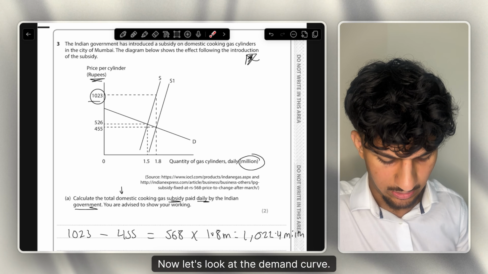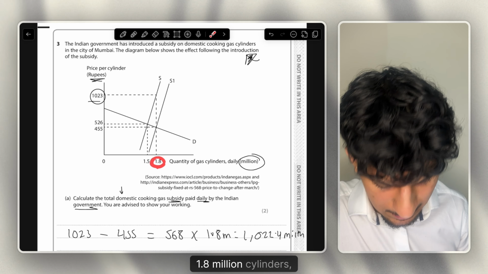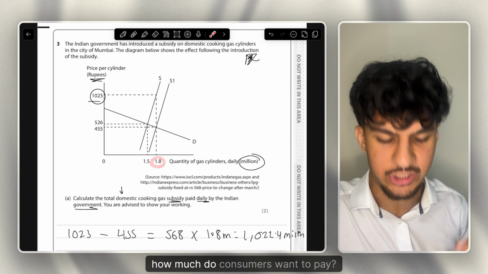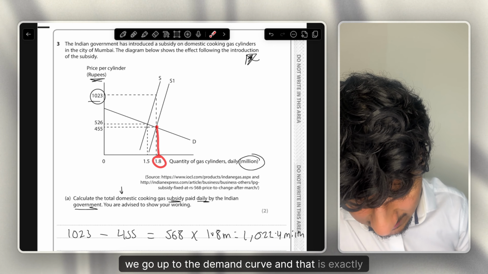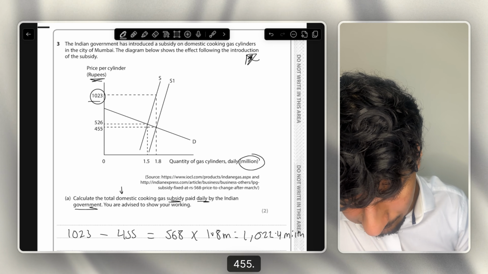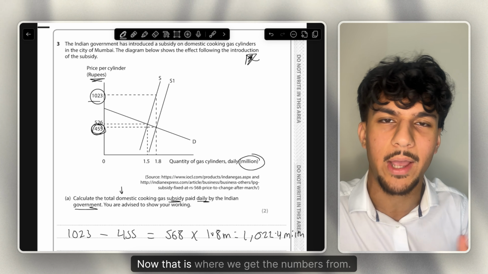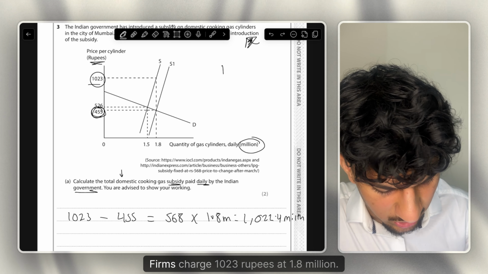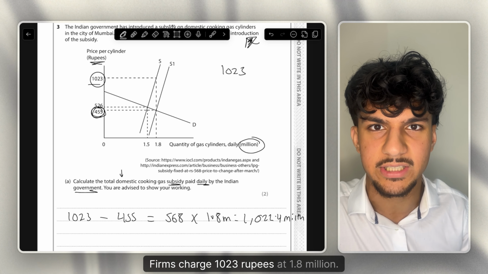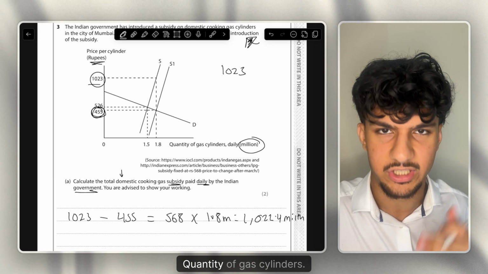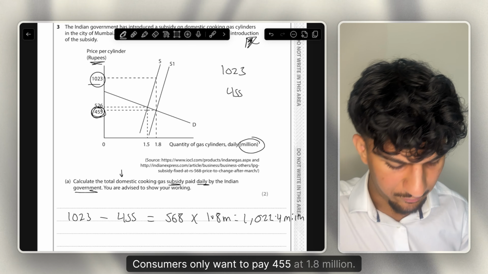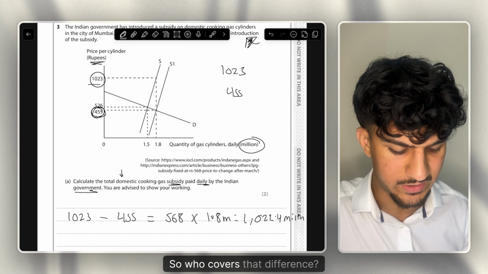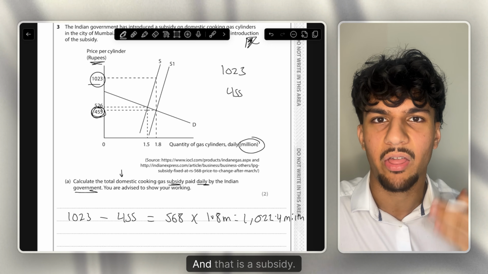Now let's look at the demand curve. At 1.8 million cylinders, how much do consumers want to pay? So we go from 1.8 million up to the demand curve, and that is exactly 455. Now, that is where we get the numbers from. Let's think about this. Firms charge 1,023 rupees at 1.8 million gas cylinders. Consumers only want to pay 455 at 1.8 million. So who covers that difference? That is the government, and that is the subsidy.